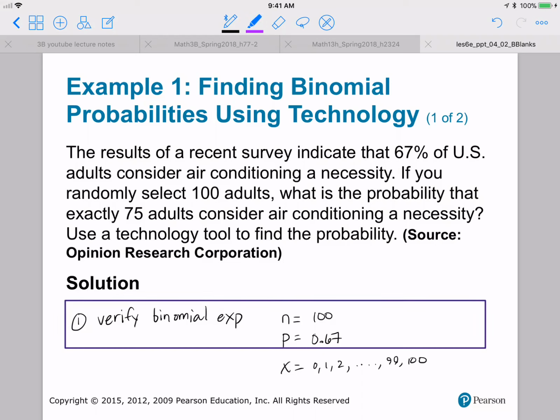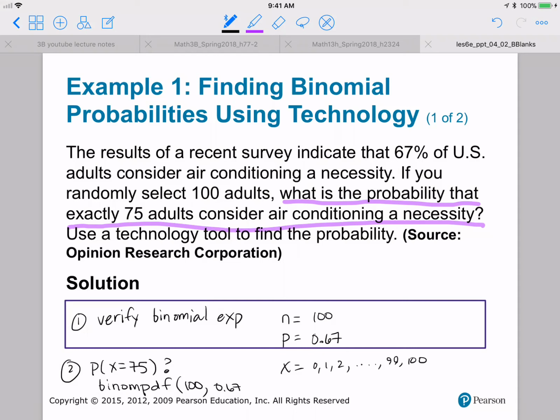For the question that we're asked, what is the probability that exactly 75 adults consider air conditioning a necessity? So for number 2, we want to find the probability that X equals 75. We already know that the command we need to use is binomial PDF. We need to put in N, we need to put in P, and then the particular X value that we're looking for, which would be 75.